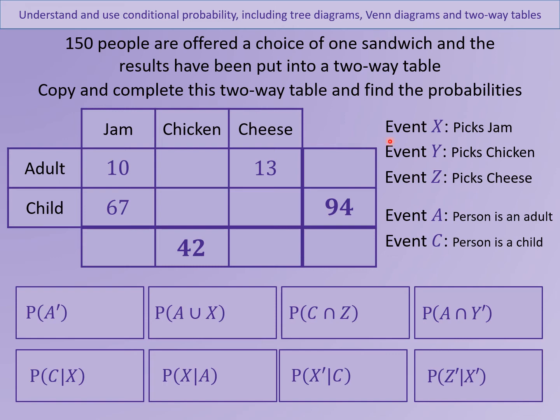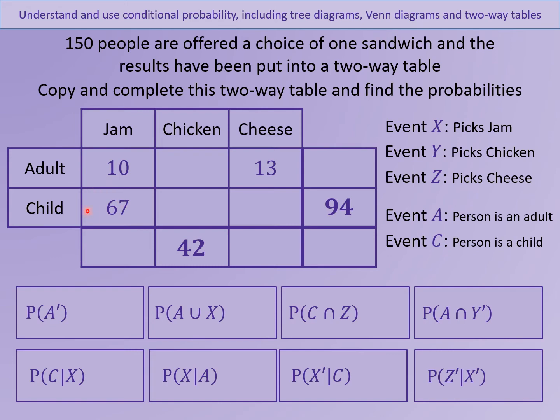Okay, so just to make sure we know, the first thing you're going to have to do is fill in that table of results. You have to do that yourself. You've got the events: X is picking jam, so there's the X events. There's your Y events, picking chicken, and there's picking cheese. So there are 3 types of sandwiches. You can fill in how many the adults picked, how many the children picked. So 67 of the children, out of the 150, picked jam sandwiches, and so on. Right, what I'd like you to do is see if you can just fill in the table first of all. If you want to fill in the table and do the results, that's okay as well. You can just skip to the answers. It's up to you.